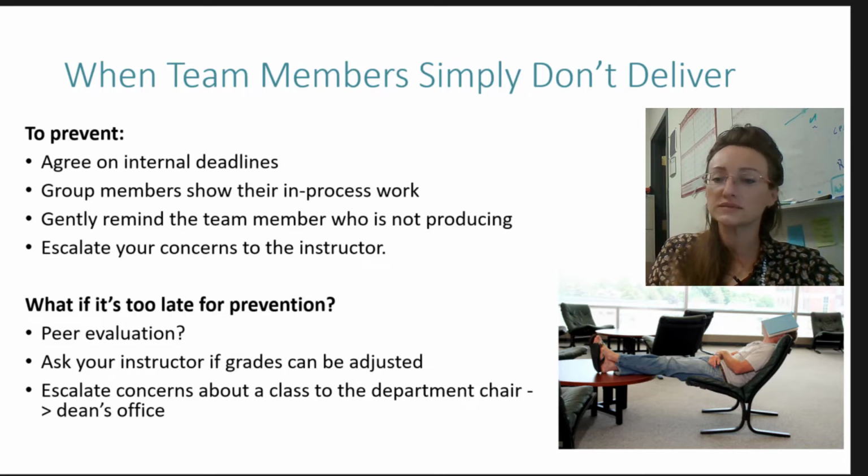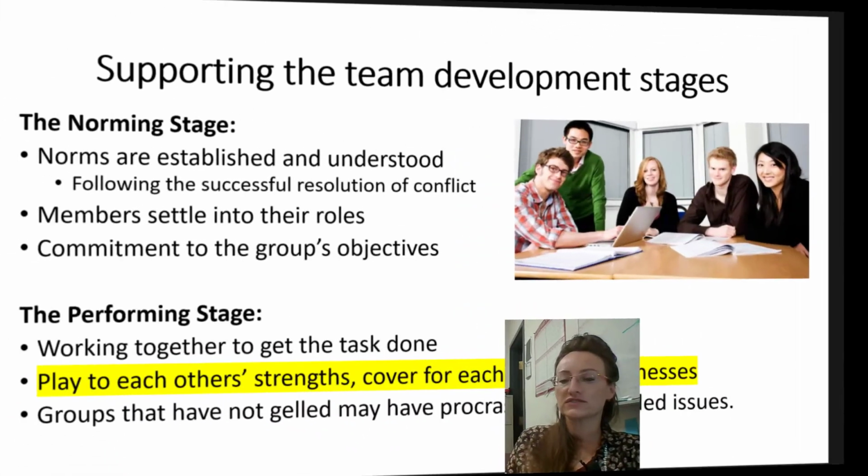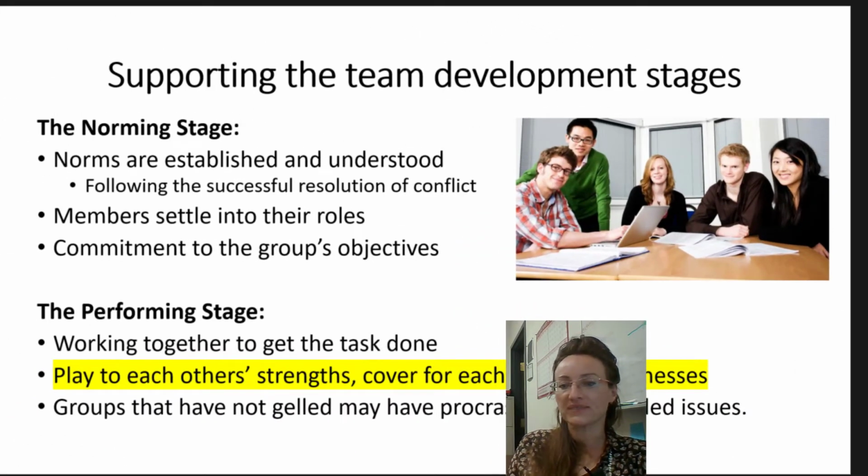There are times when you need to escalate an issue with the team to the instructor, and there are times when you need to escalate a concern with the instructor to the department chair, like when you're thrown into a dysfunctional team without any kind of support for managing team dynamics. After storming comes norming. That's the point when you've established group norms and people settle into their roles to achieve the group's objectives. In the performing stage, you're working together to get the job done.